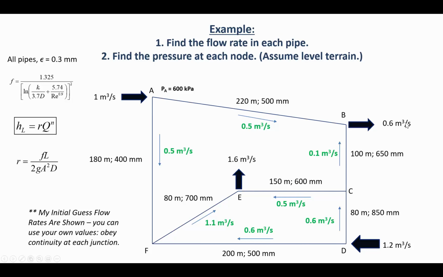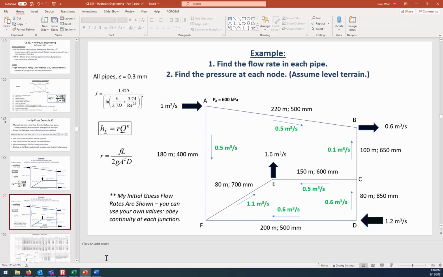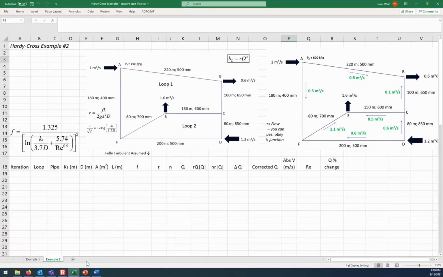So here's my initial guesses. Yours can be different, and in fact, if you want to use your initial guess flow rates in the example that we're about to do with the spreadsheet, that's fine. I'm going to be using these guess flows as we start up Microsoft Excel. Before we do, are there any questions so far about this flow balancing part of it? All right. So then this is where the fun begins.